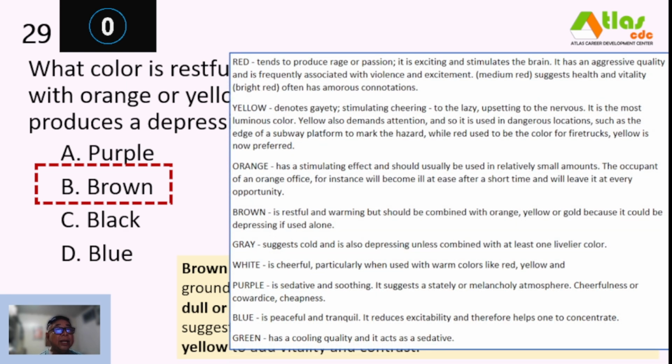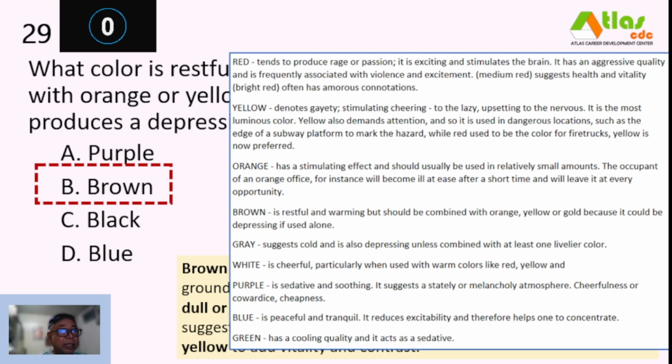So red tends to produce rage or passion. It is exciting and stimulates the brain. Yellow denotes gaiety, stimulating cheering to the lazy, upsetting to the nervous. And orange has a stimulating effect and should usually be used in relatively small amounts. Brown is restful and warming but should be combined with orange, yellow, or gold because it could be depressing if used alone. And gray suggests cold and is also depressing unless combined with at least one livelier color.